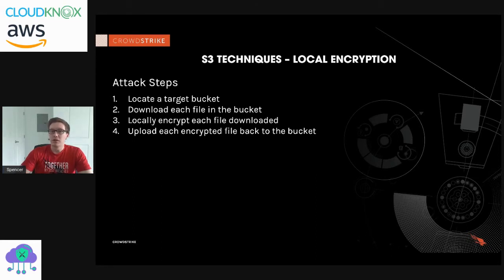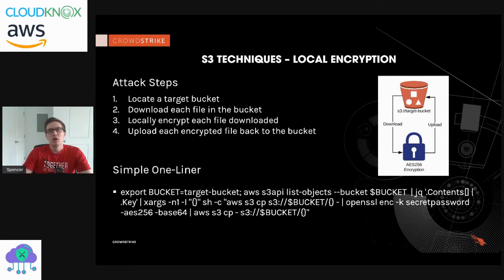Or in theory, you could just delete all the files from the bucket and keep your local copies, depending on the size of the bucket, because by the time you have access, you could just release it rather than encrypt it, as the attacker. So there's a lot of different routes here, but for this route, essentially we're just downloading from a bucket, AES 256 encrypting, and then re-uploading over the top of the original file.